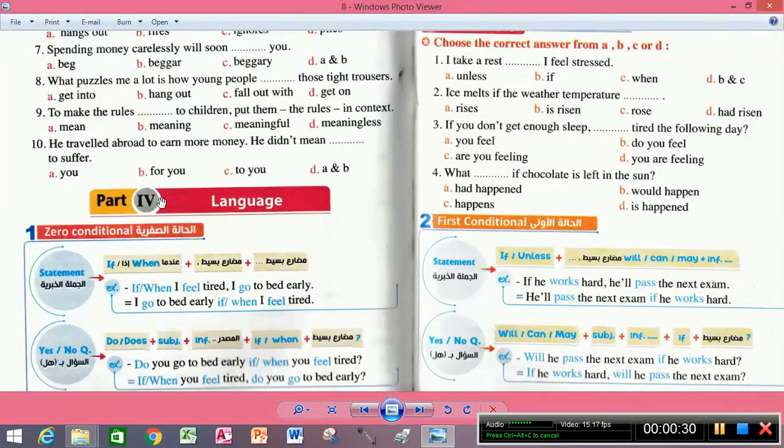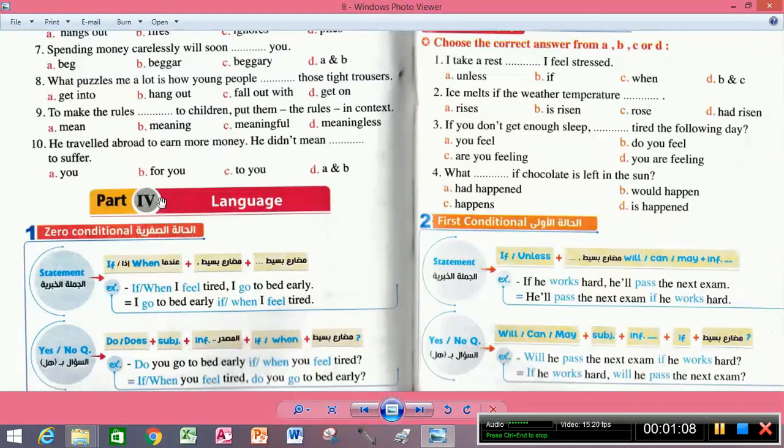I can use a question with the if conditional. Do you go to bed early if or when you feel tired? If or when you feel tired, do you go to bed? Of course, you have only one question in the sentence. You can't put two questions, so you have to pay attention to this very well: in the zero conditional you don't put two questions when making a question. The zero conditional is used when we are talking about facts that are permanent.